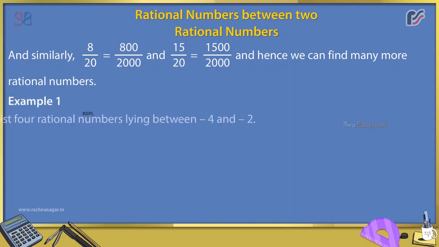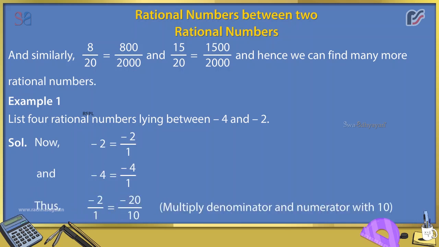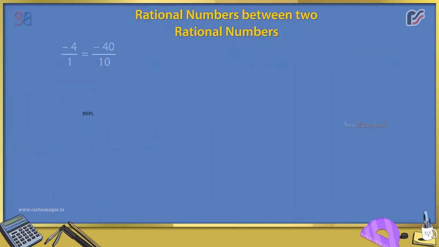Example 1. List 4 rational numbers lying between minus 4 and minus 2. Solution. Now, minus 2 is equal to minus 2 by 1. And minus 4 is equal to minus 4 by 1. Thus, minus 2 by 1 is equal to minus 20 by 10, multiplying denominator and numerator with 10. Minus 4 by 1 is equal to minus 40 by 10. Minus 40 by 10 is lesser than minus 20 by 10.